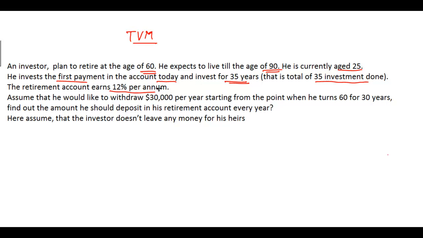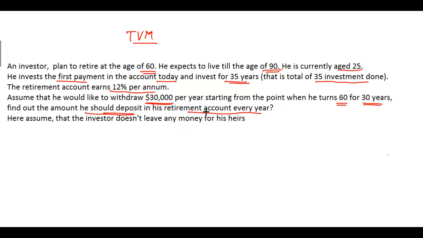during the retirement phase. Then it is said that he is withdrawing $30,000 per year from the point when he turns 60, and he will be doing it for 30 years. And we are interested in finding out how much he should deposit in the retirement account every year.